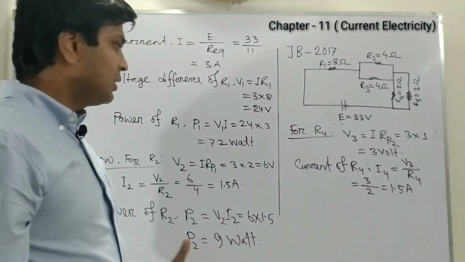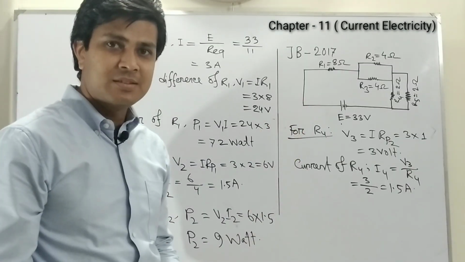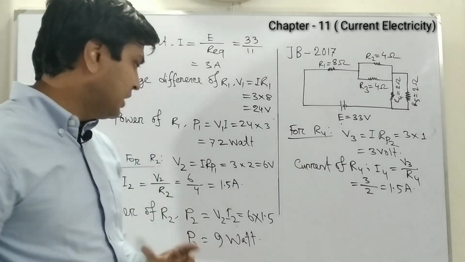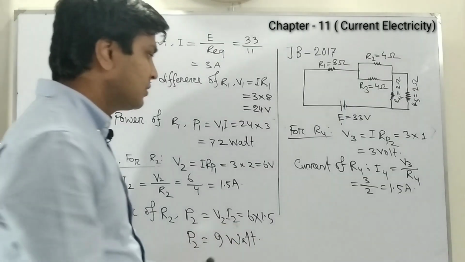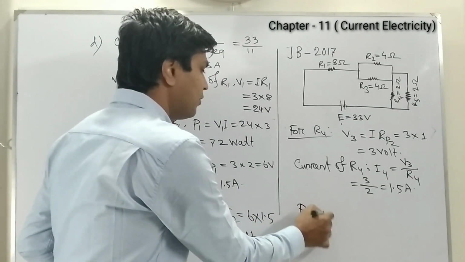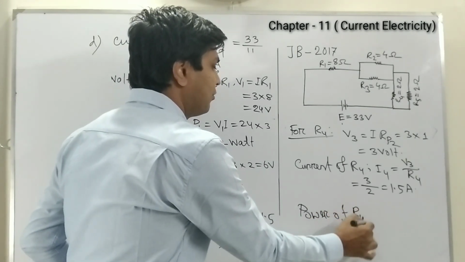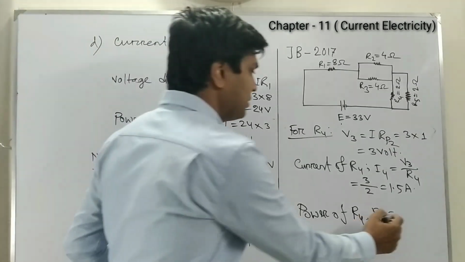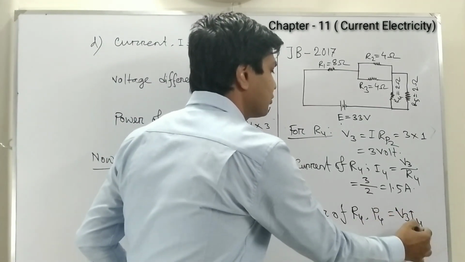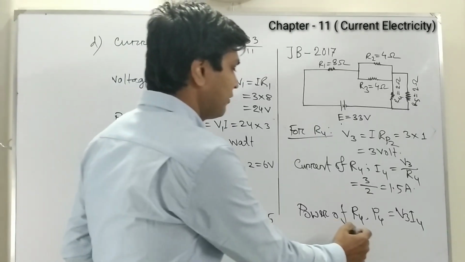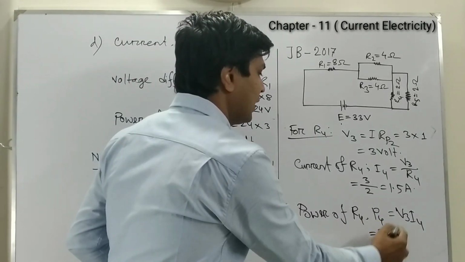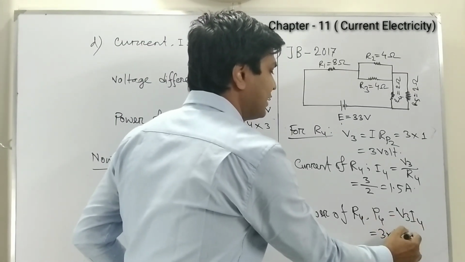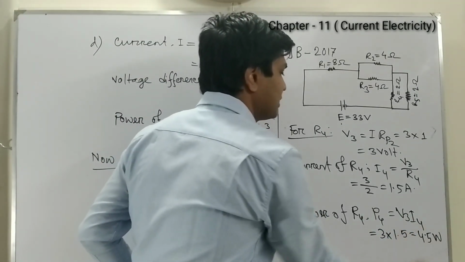Now we can calculate the power of the R4 resistance because we already have V and I. To calculate the power we need V and I. So we write the power of R4, which we take as P4, and the formula is V3 into I4. Putting V3 as 3 and I4 as 1.5, the answer will be 4.5 watt.